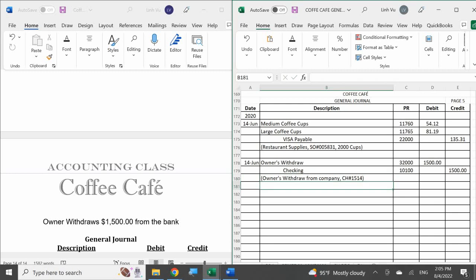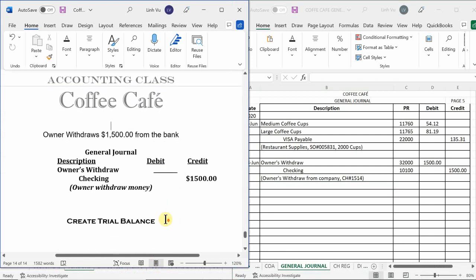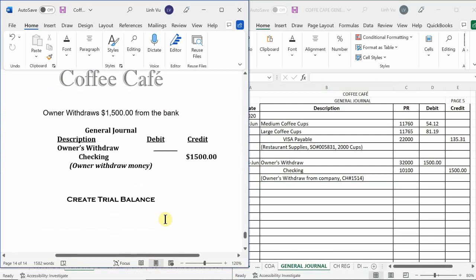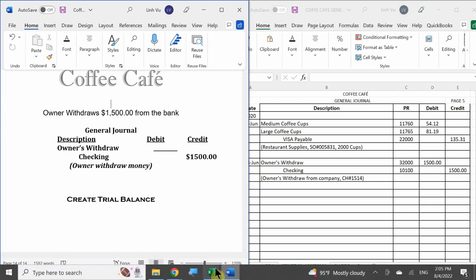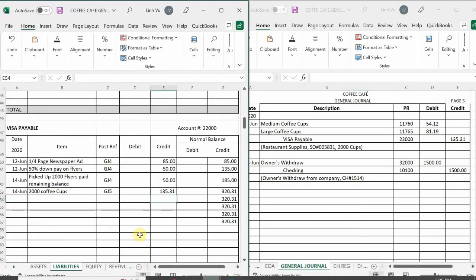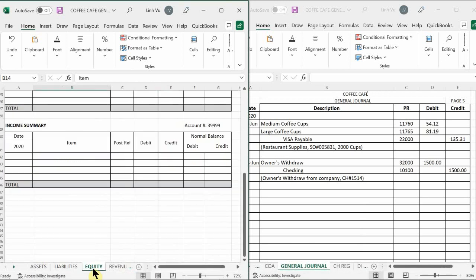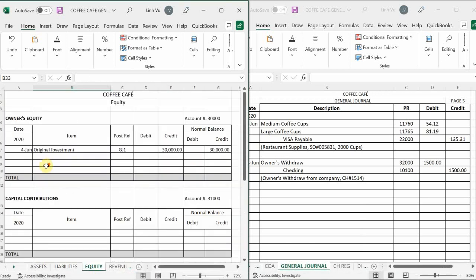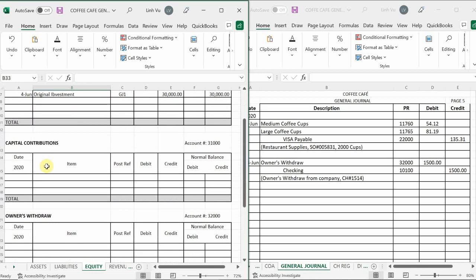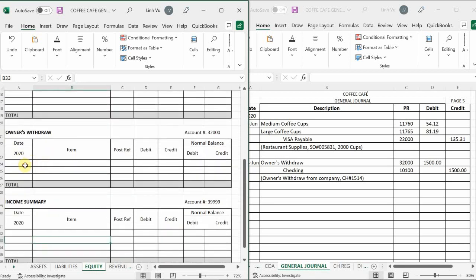All right, so now that we finally did an owner's withdrawal here, let's go ahead and update my ledger accounts. In this case, I've got an owner's withdrawal, which is an equity account. So we are finally dipping into our equity accounts. So here's my owner's equity, capital contributions, owner's withdrawal. Today's the 14th.